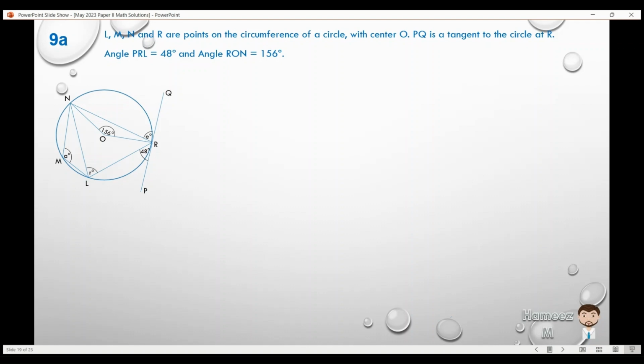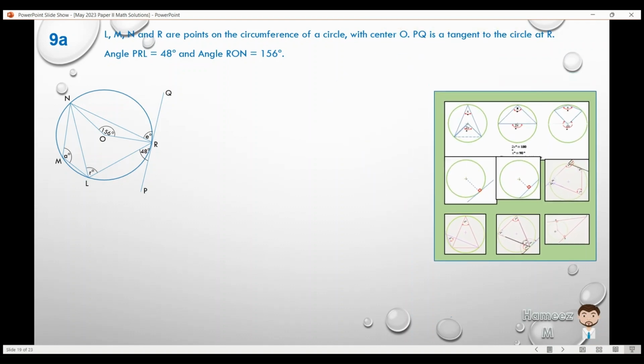And the circumference of this circle that we're looking at, its center is at O, as indicated. PQ is a tangent to the circle, meaning that the tangent forms a 90 degrees with the radius OR, and the angle PRL is indicated as 48 degrees. That angle is the exterior angle of the triangle. And the angle RON is 156 degrees, the angle subtended at the center.